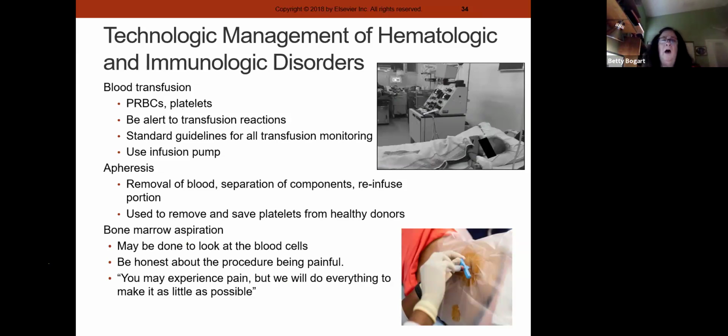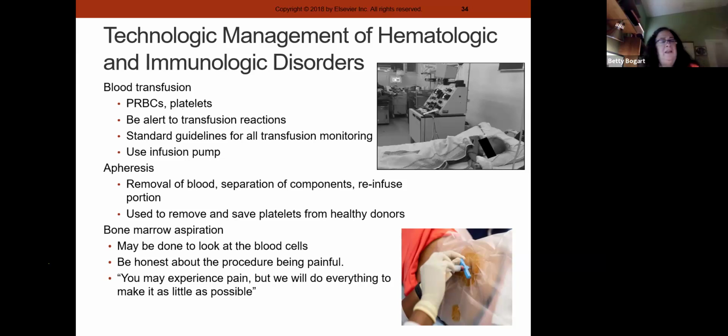Bone marrow aspiration. Why would we do a bone marrow aspiration when looking at hematologic and immunological disorders? We want to look at cells, don't we? What do they look like? Are they healthy? Are they cancerous? How many do I have? What's their shape? All of this stuff, right?